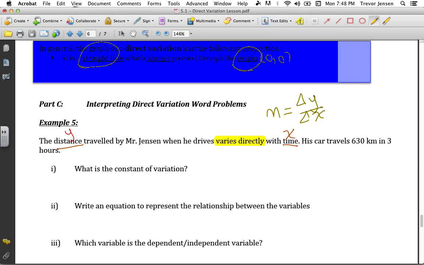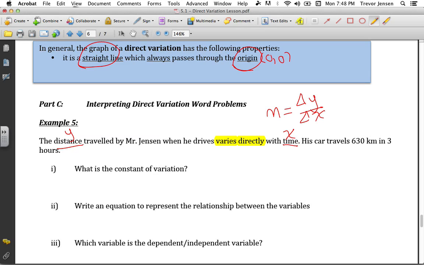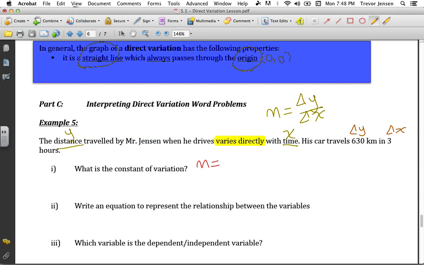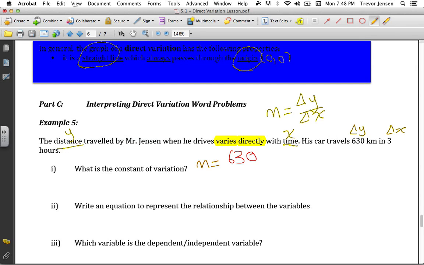My car travels at 630 kilometers in 3 hours. So it gives me my change in distance, my change in y, and it gives me my change in time, my change in x. It's 3 hours. So what is my constant of variation? It's my change in y over change in x, so 630 divided by 3. And that gives me 210 kilometers per hour. That's my rate of change. Don't forget your units. 630 kilometers divided by 3 hours. That's why I get kilometers per hour.